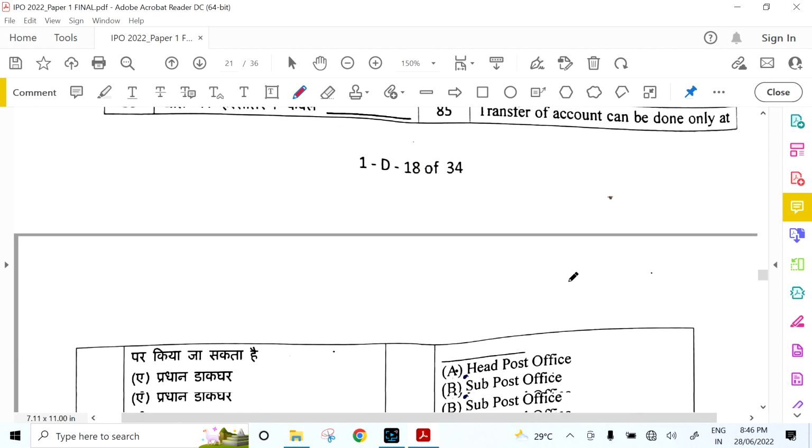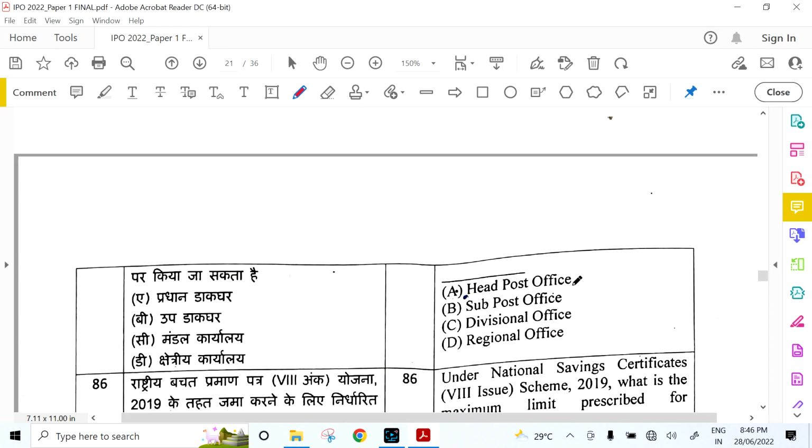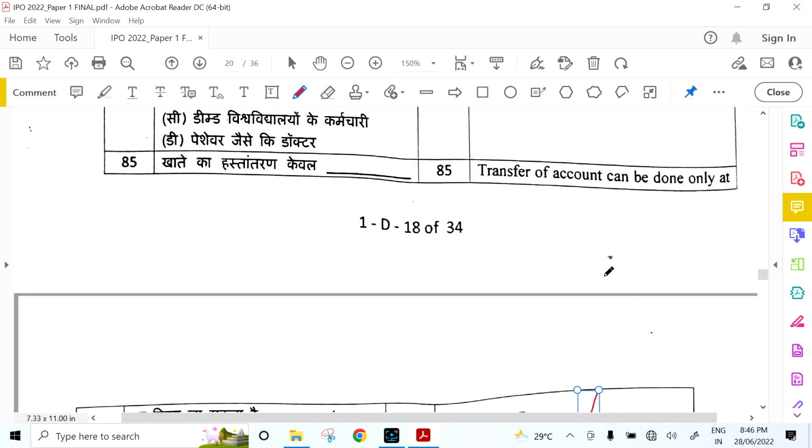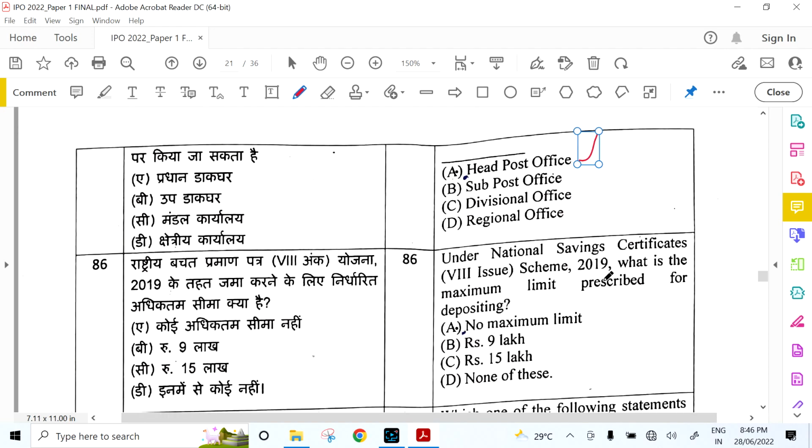Transfer of account can be done only at head post office, sub post office, divisional office, regional office. It is head post office only. Transfer can be done as per CBS manual 22, rule 22(4). It is head post office only.